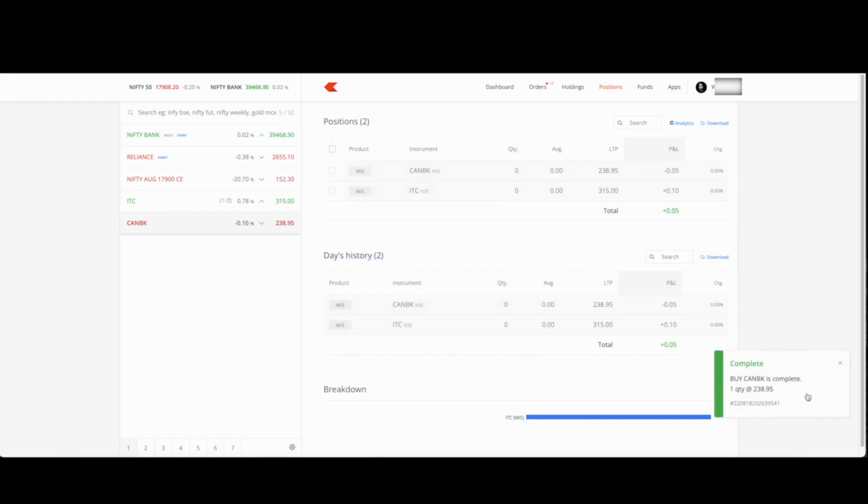The transaction is complete. So the important things that we have discussed so far is, if you want to do intraday trading, your broker will give you leverage where you can buy more quantities.